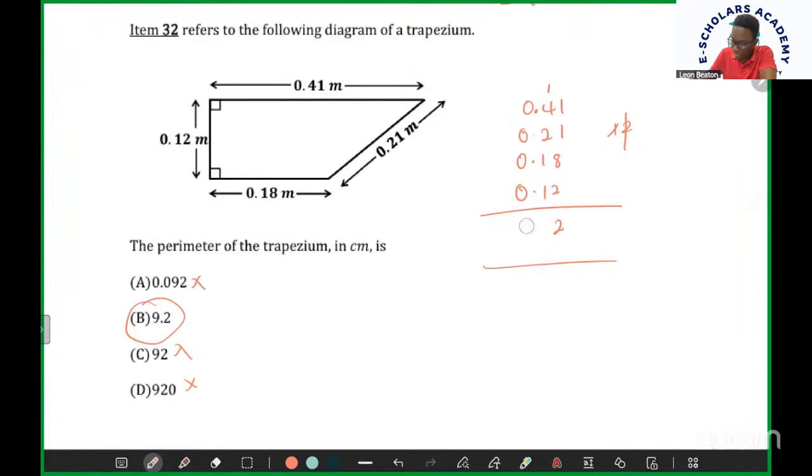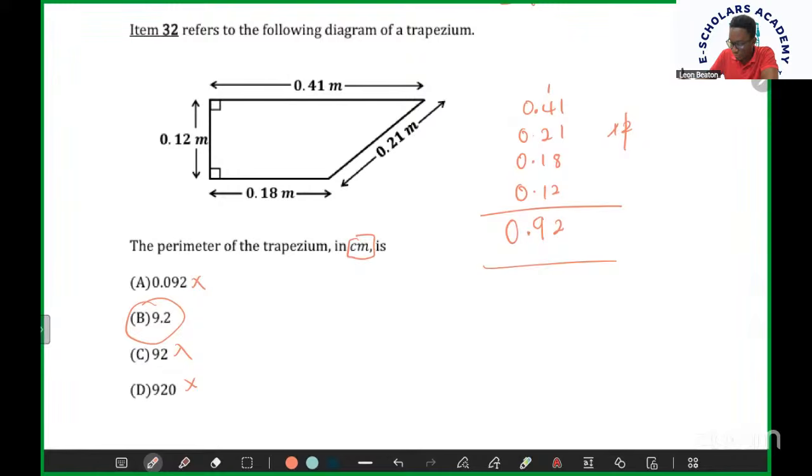Hold up. My bad, man. Oh, yeah. So they want the area in cm. Oh my. You gotta be careful, eh? Highlight the cm. They want it in cm, not meters.